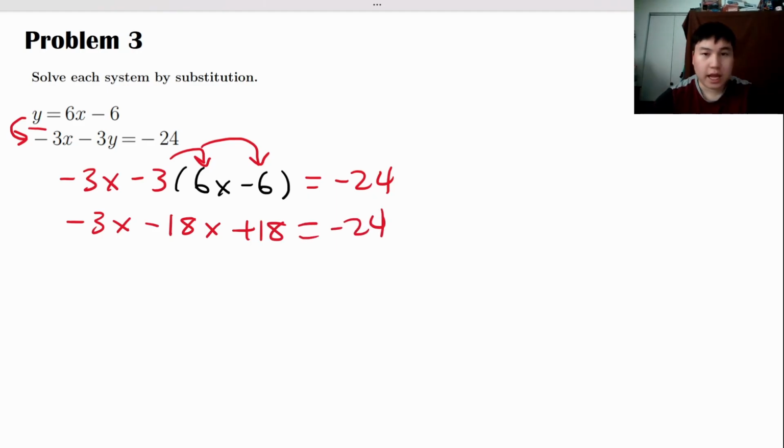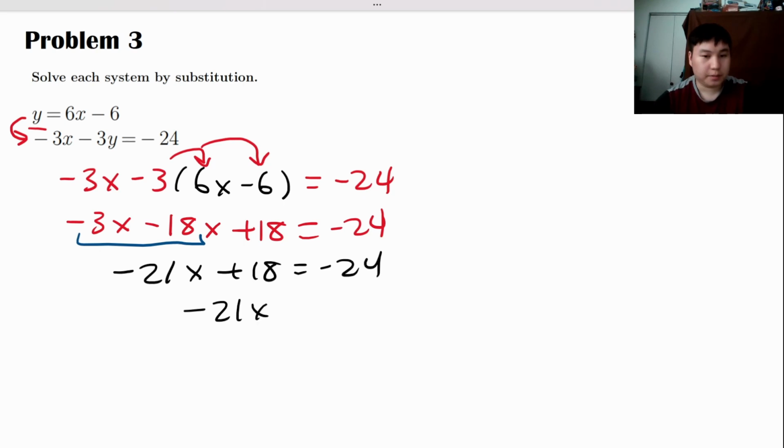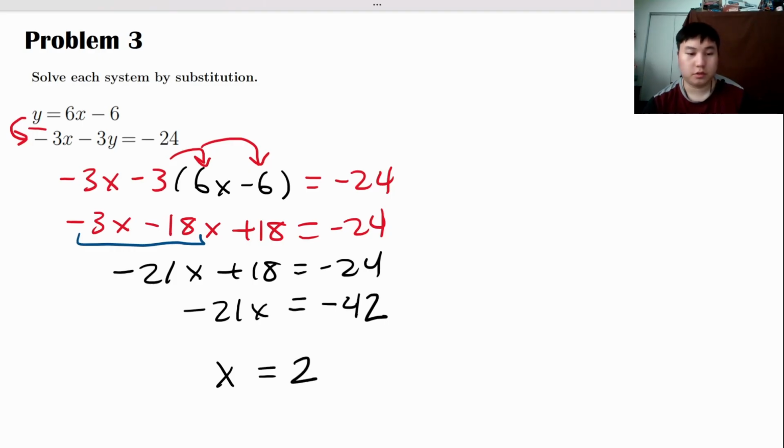And now I have like terms right here. So that means that I have to combine them. Negative 3 minus 18 is negative 21. So that gives me negative 21x plus 18 equals negative 24. Isolate 18. We get negative 21x equals, this is going to be negative 24, be careful of the sign, minus 18. Therefore, we get negative 42. And dividing both sides by negative 21, we get x equals 2.